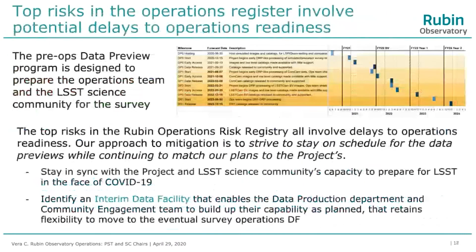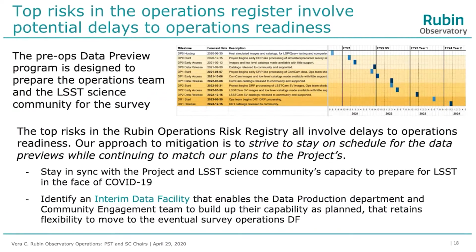Okay, I think this is my last slide. We do maintain a risk register helped by NOIRLab. They host it for us. But all the risks are our own, in the sense that these are the things that we have to worry about to make sure operations run smoothly. Our top two risks at the moment involve our risks to operations readiness, and they're associated with construction delays as a result of COVID-19, but also uncertainty in where the data facility will be on the US side.